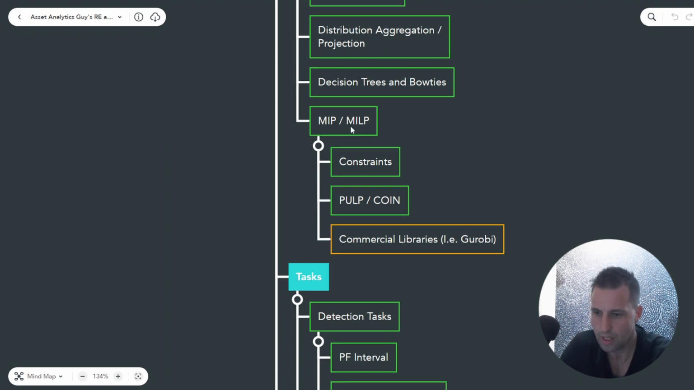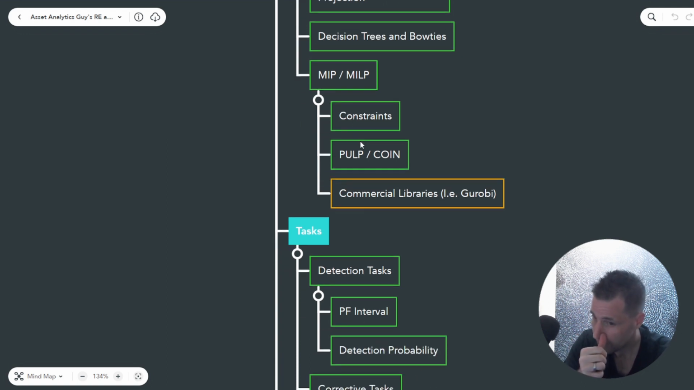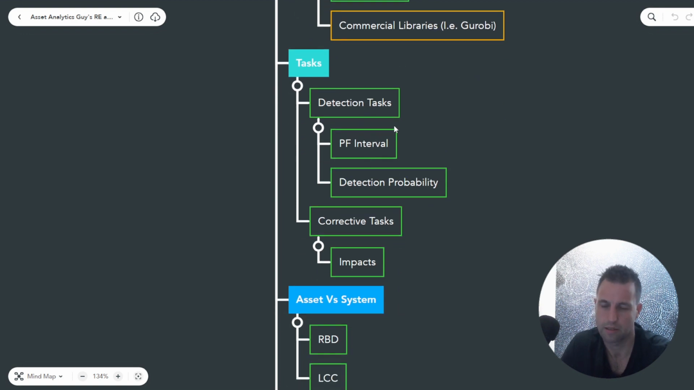Next up is tasks. What I'm talking about here is detection tasks and corrective tasks. I'm going to use this terminology, but basically detection tasks are things like your fault finding tasks, your condition monitoring tasks, which do not impact the asset in any way. Under this, there are certain concepts that you'll need to understand, like detection probability and PF interval, or potential failure to failure interval, the time it takes between when you inspect something to when it will degrade to a failed state.